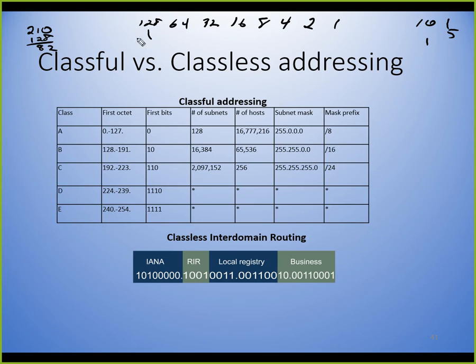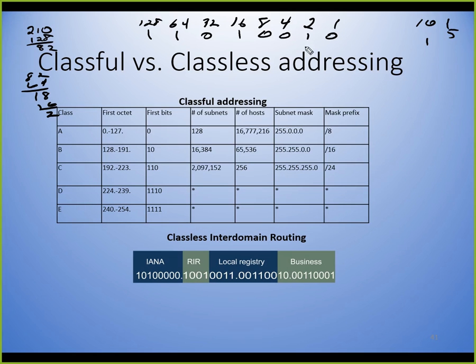Is 82 greater than or equal to 64? Yes, it is. So we would subtract 64 from it. That leaves 18. Is it greater than or equal to 32? Nope. Is it greater than or equal to 16? Yes. And we have a 2 left, so we can do 0, 0, 1, 0. So that's what 210 would be in binary. If you add all those up, hopefully you're going to get 210.